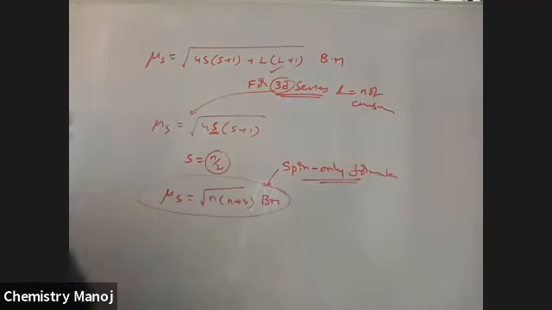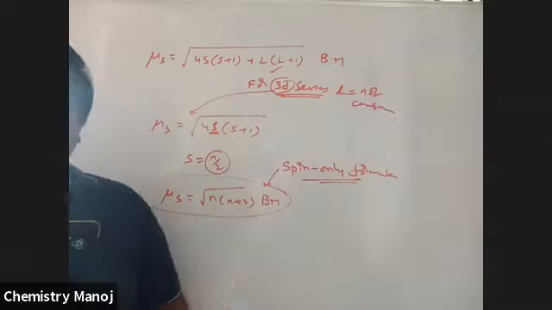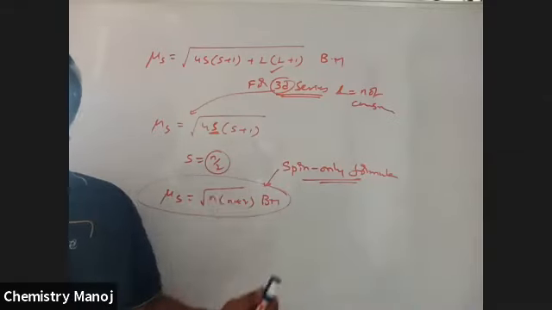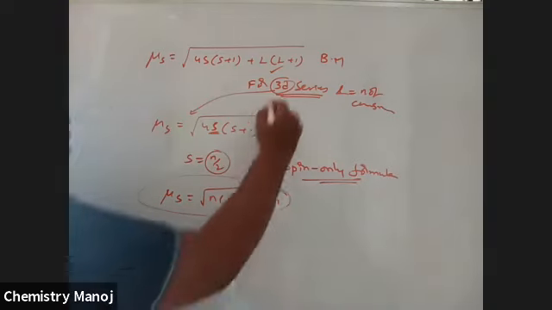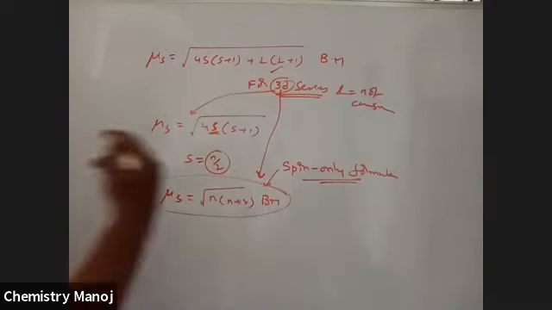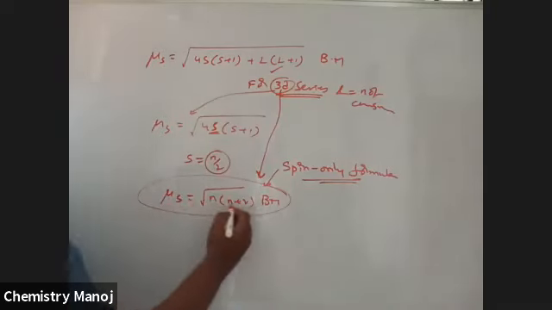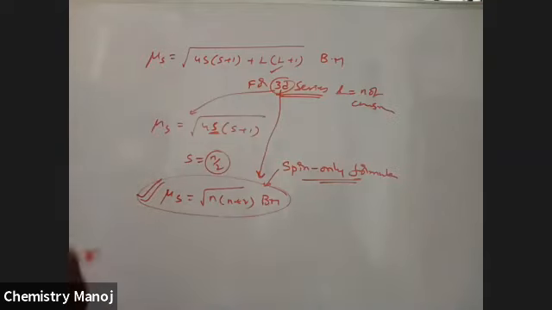The spin only formula for magnetic moment mu s means only the spin part is considered, but not the L part, the angular momentum. L is not considered, only spin is considered. The spin only formula to calculate magnetic moment is applicable only for 3D series elements. For 3D series elements, mu is equal to under root n into n plus 2 Bohr magnetons. This is the formula we are going to use.